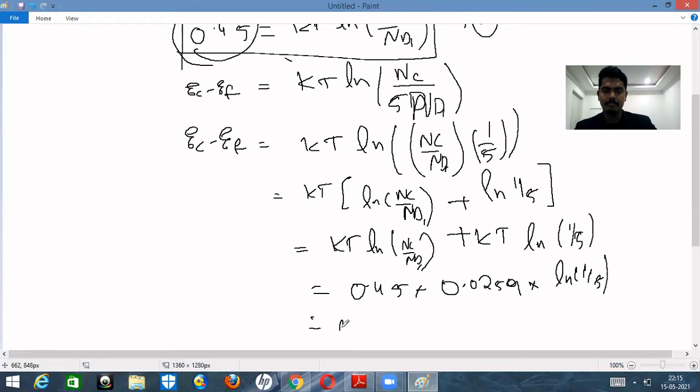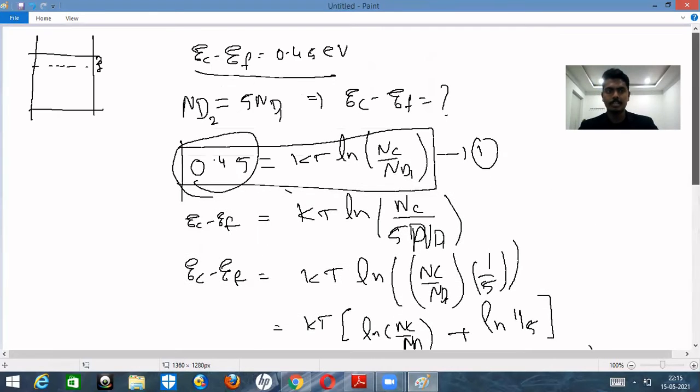So you will get 0.408. This is nothing but the Fermi level in the second case, EC minus EF2. When the doping concentration is increased, you can observe one more thing. When the doping concentration is ND1, the Fermi level is over here, some 0.45 or so. When we increase the doping concentration, the distance is reduced. Initially it was 0.45, now it has become 0.4. So it will be somewhere over here.